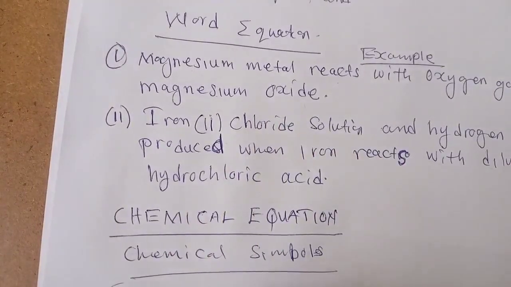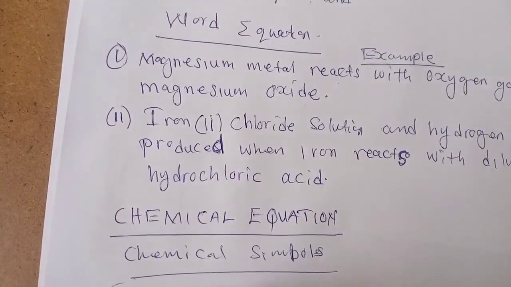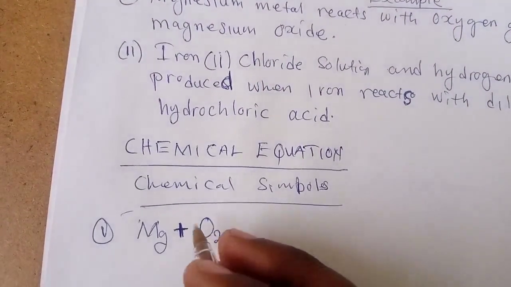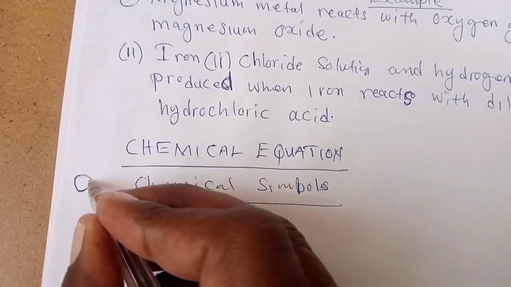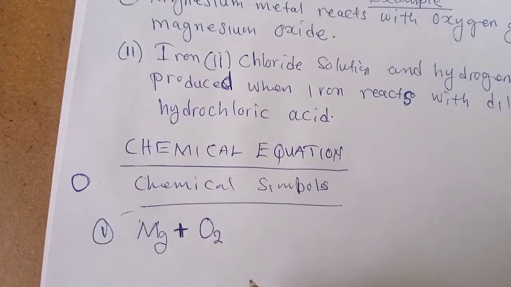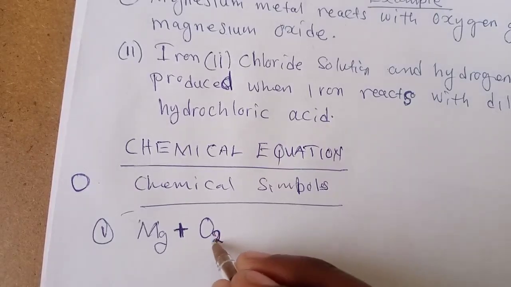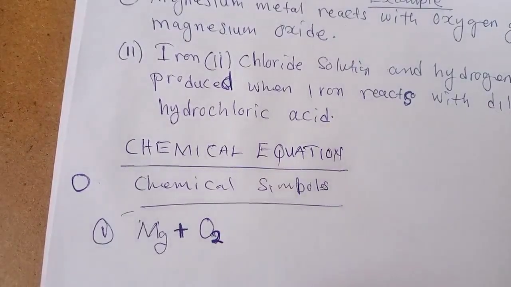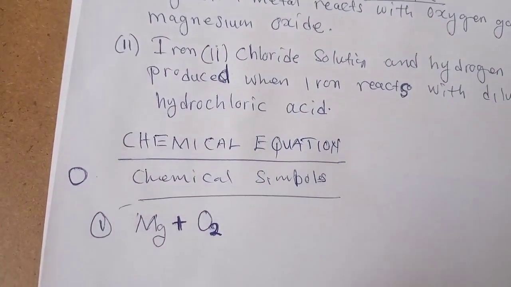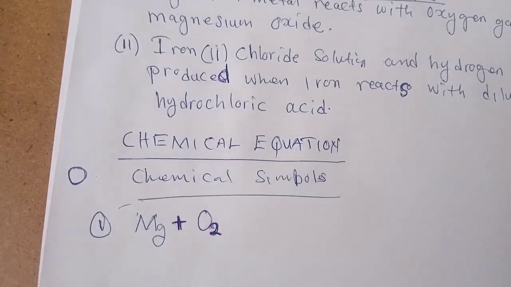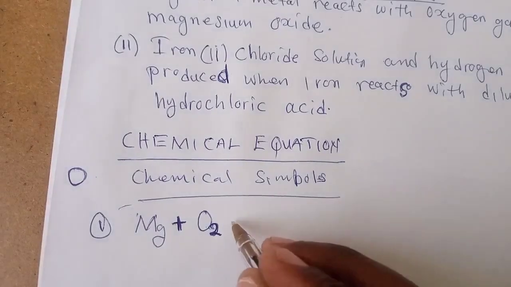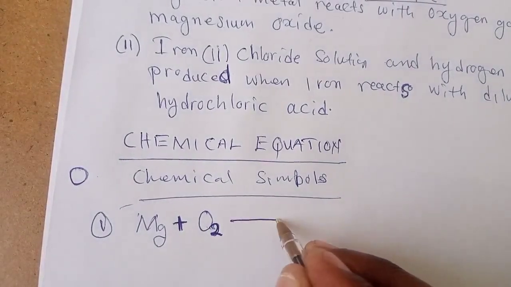Now you need to know that oxygen cannot be written like this, because it doesn't exist on its own. It exists as a diatomic molecule. Di means two, so it doesn't exist as one, it only exists as two atoms of the element. So it is written like this. So this is oxygen.